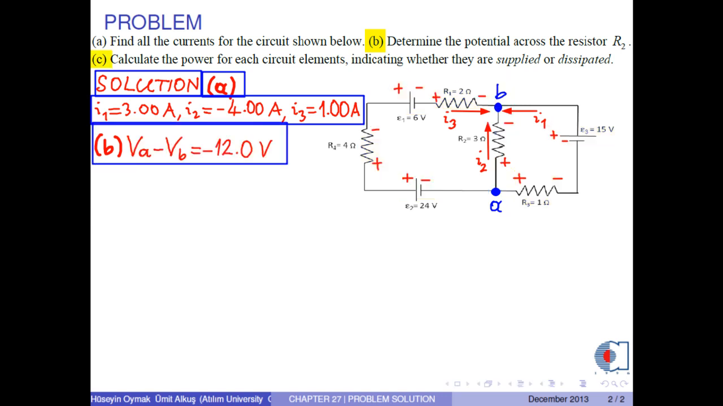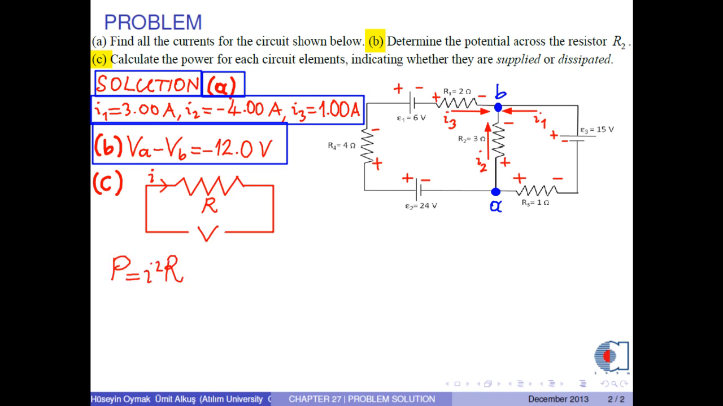C. Calculate the power for each circuit element, indicating whether they are supplied or dissipated. For resistors, the power is calculated by the formula I squared R. Or, for the potential difference V, we have V squared over R. By the same way, we have V times I. And this power is always dissipated.